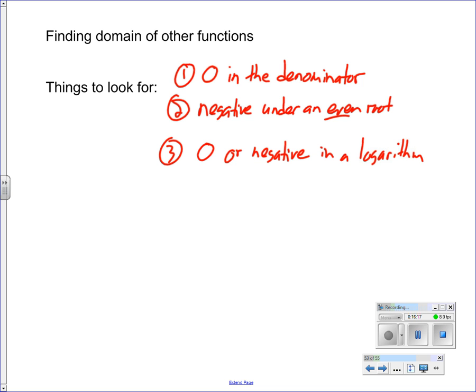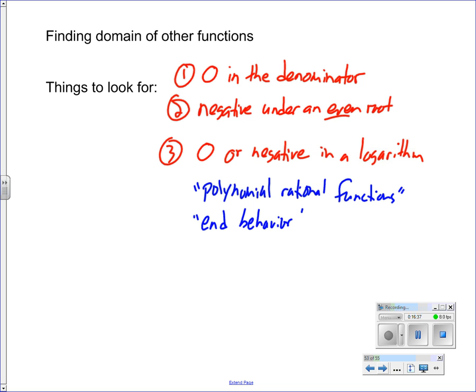So if you're looking for more examples of what we've done in this video, you can search for polynomial rational functions in behavior, and also finding domain of functions.